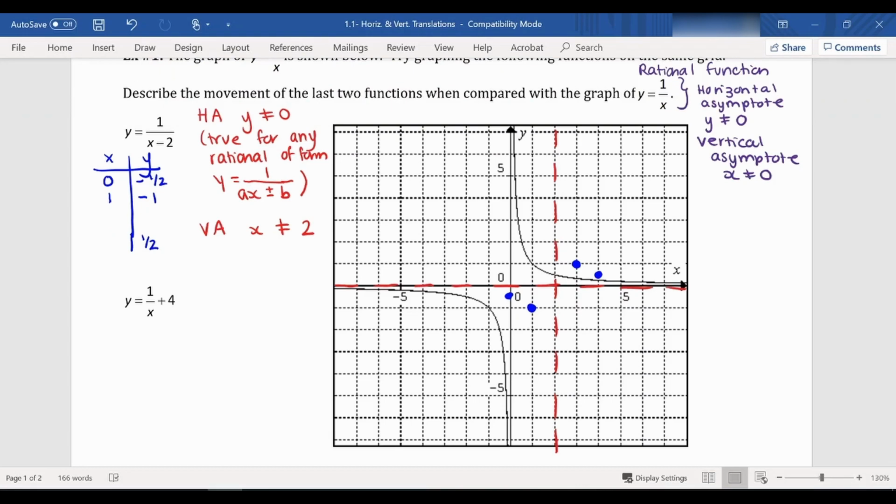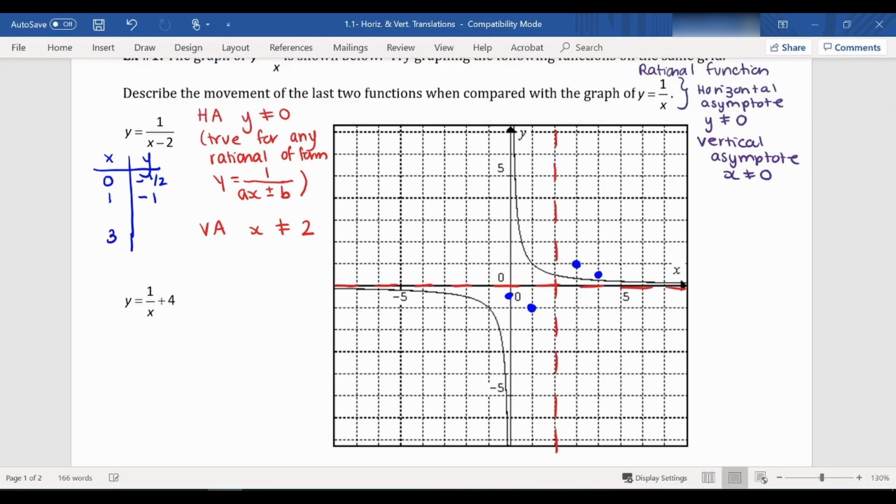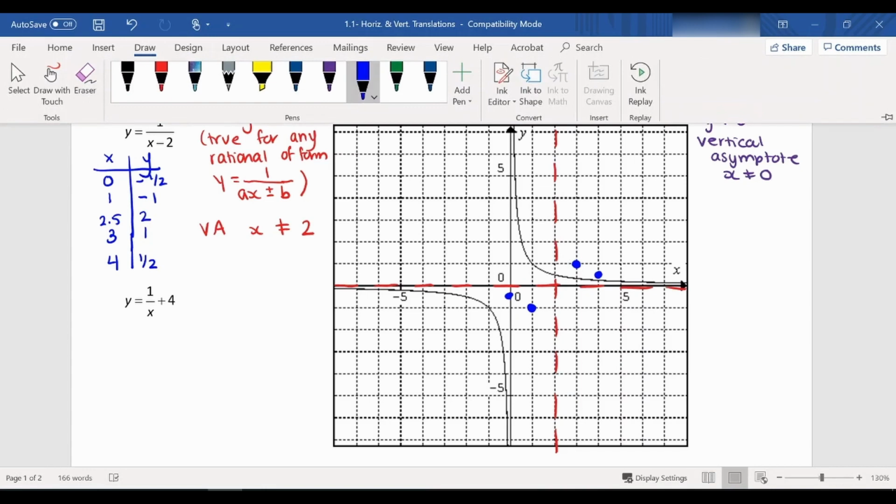Let's fix my graph up a bit so I have spots to do that. So I had 3 and 4 here. I'm going to add 2.5 in. Okay. At 3 we were at 1, at 4 we were at 1/2. If I plug 2.5 in, I get 1 over 0.5, which gives me 2. So my next point to the left of my blue dot here, but still to the right of my asymptote, is going to be at 2.5 and 2.